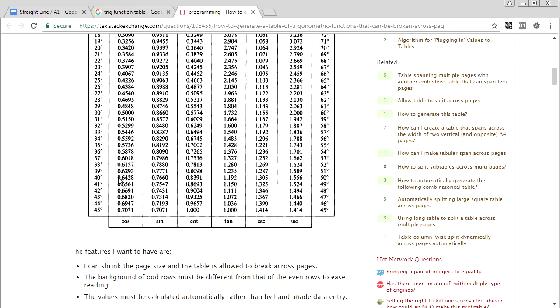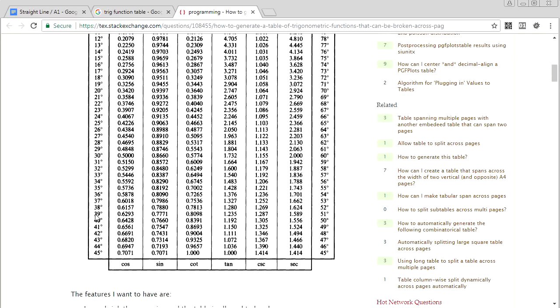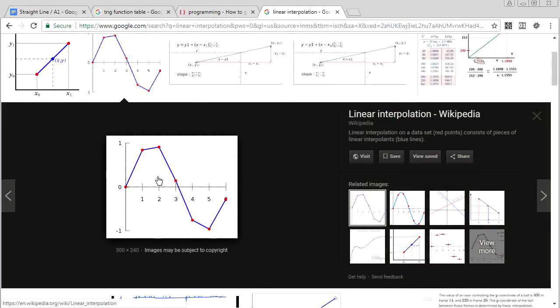But what if you wanted to calculate the sine of, let's say, 39.1 degrees? How do you get that? That's not in your table. I guess you're screwed. Or not, because if you have a data set of a bunch of discrete points and you want to find a value between those, what you can do is linear interpolate between the two data points you have and find something in between there that's probably pretty close to the actual value.